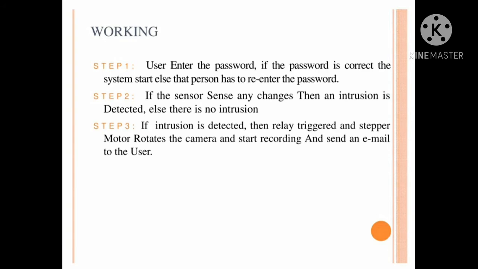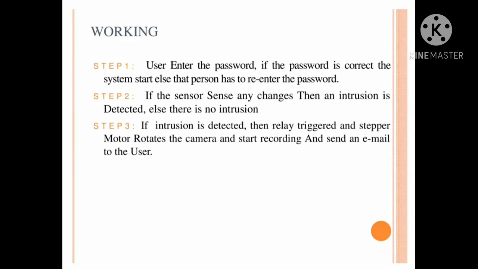Now let's discuss the working of the invisible eye. Here is step 1. The user enters the password in the keypad, and if the password is correct, the system starts, else the person has to re-enter the password. In the second step, if the sensor senses any changes, then an intrusion is detected, else there is no intrusion. And if an intrusion is detected, then it relays the trigger, the stepper motor rotates, and it starts recording and sends an email to the user.